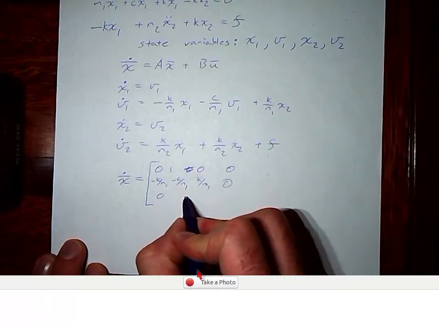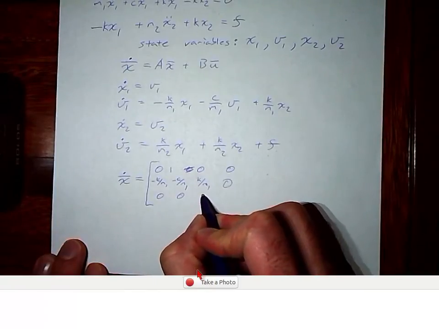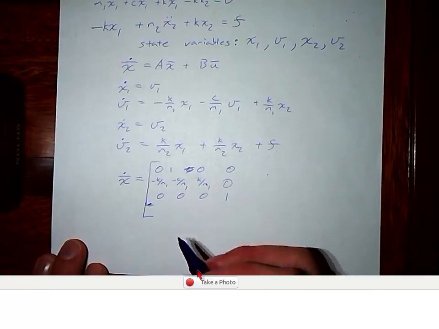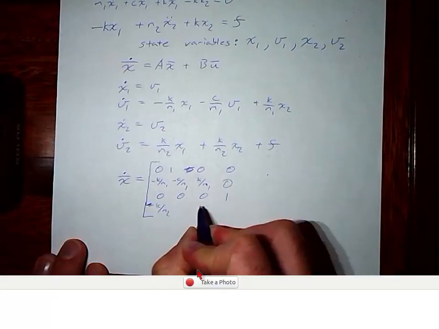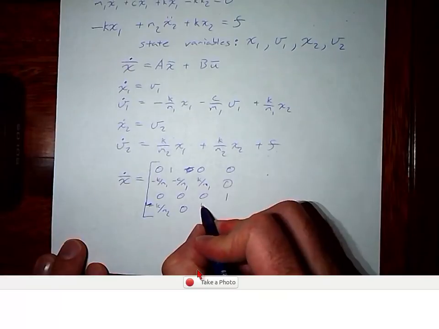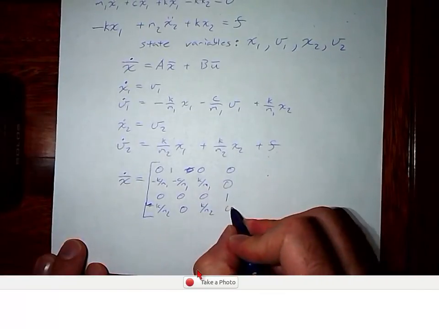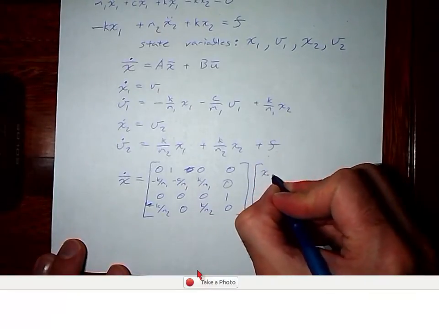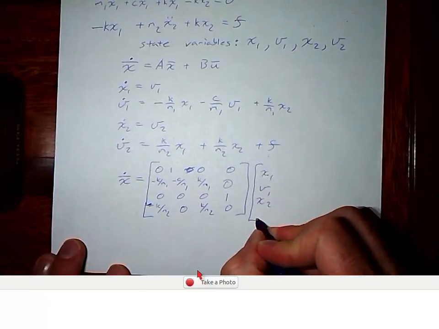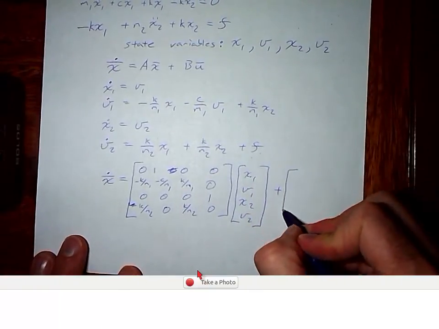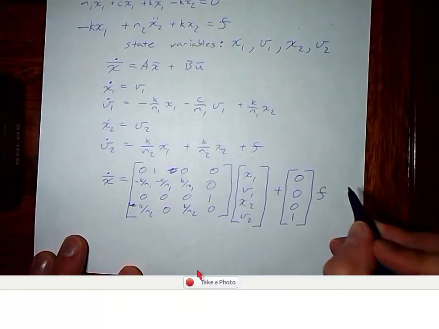And x2 dot is equal to v2, so 0, 1. And v2 dot is equal to k over m2 times x1, nothing of v1, k over m2 times x2, and nothing of v2. So here's our state vector, x1, v1, x2, v2. And now the input. So the matrix B is just 0, 0, 0, 1, and the input is f.